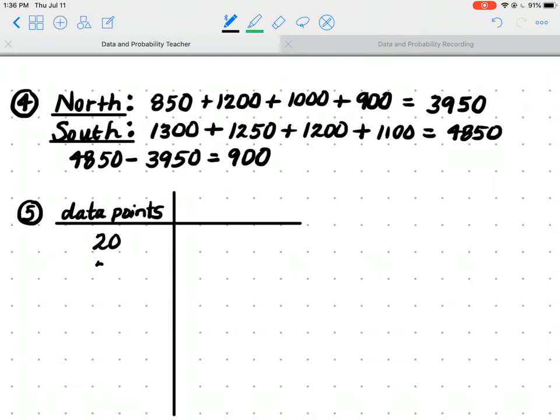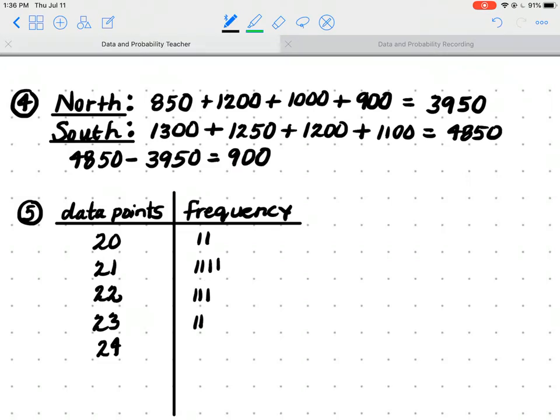20. It can't be high set scores because they only go to 20 on a subtest. 23, 24. And then the frequency is the number of dots. So 20 has 2 dots. 21 has 4 dots. 22 has 3 dots. 2 dots and 3 dots.